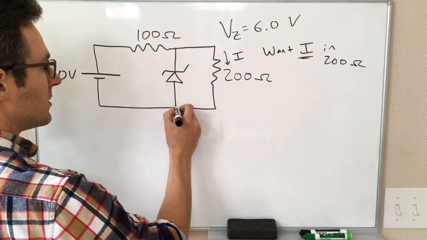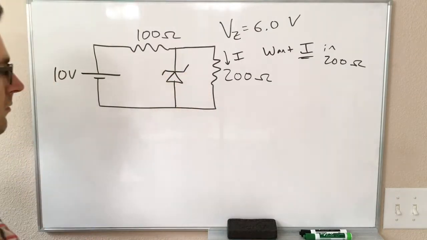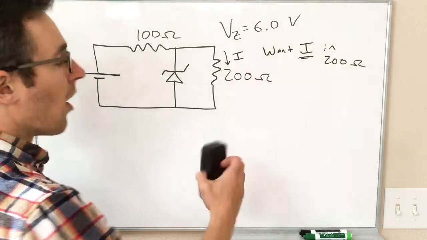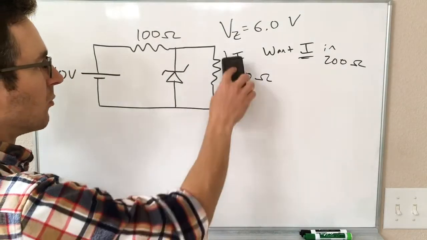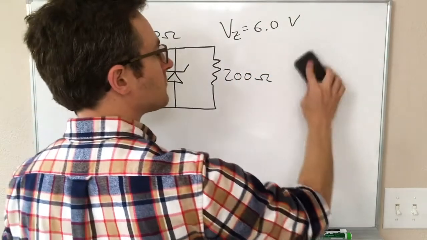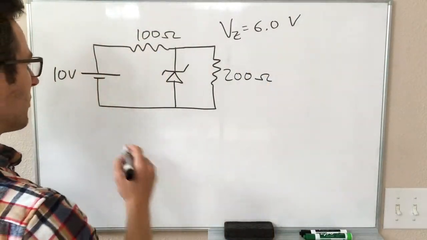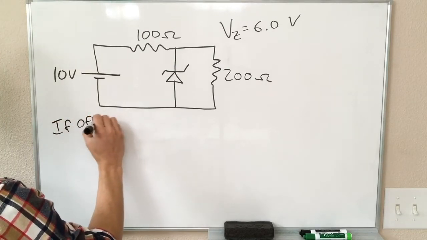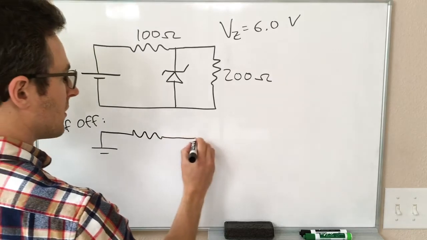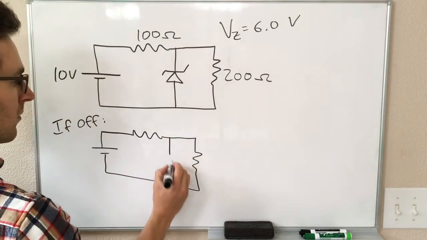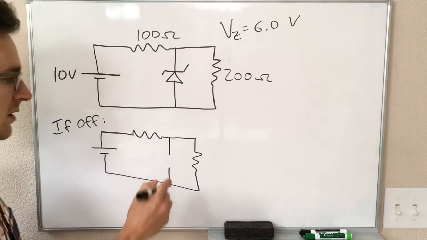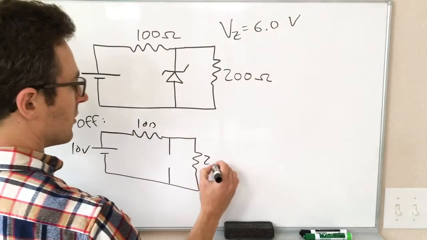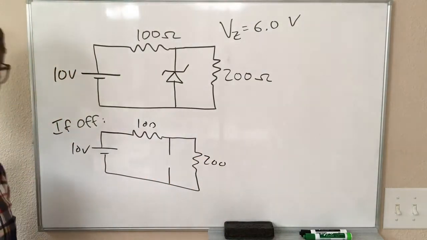So we're going to do what we did with normal diodes. The first thing we're going to do is say, what would happen if the diode were off? Meaning that we could replace this with an open circuit. So if the diode were off, if we replace this with an open circuit, we can redraw the circuit like this. We can leave that there to remind us, but this isn't doing anything in the circuit. So we have 10 volts, 100 ohms, 200 ohms, and this is a simple voltage divider equation.